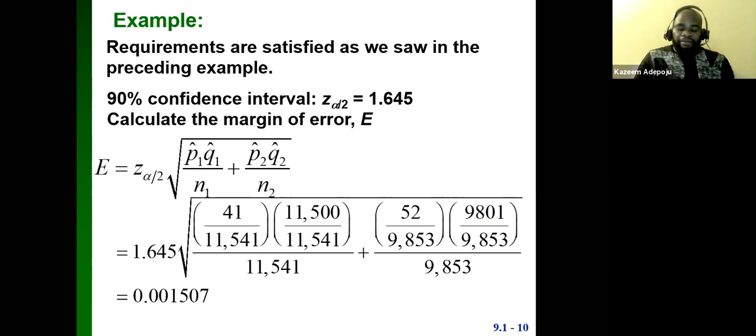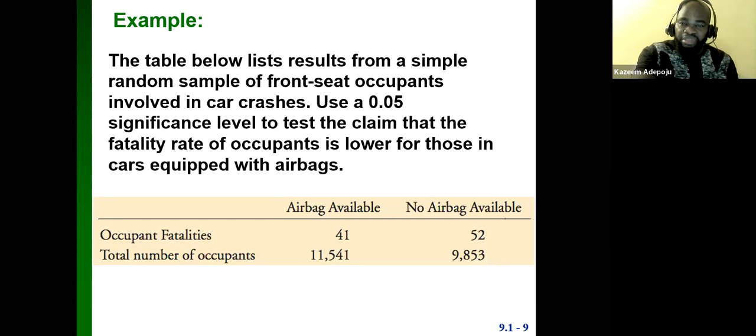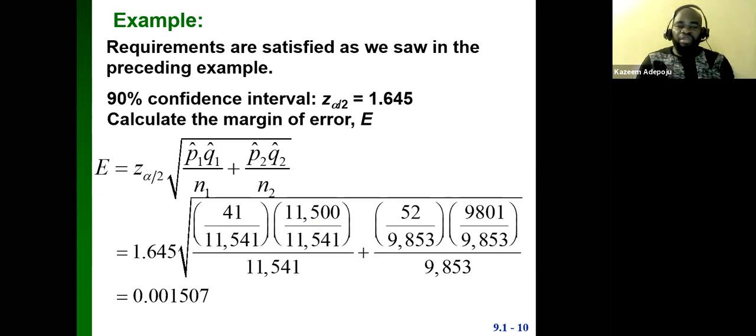But that is actually going to be a test. What you are asked in the question is a test, but right now we are not working on tests. All we want to do right now is construct a confidence interval of the difference of the proportion of fatality in the two groups, whether they have an airbag available or not. And in doing that, we want to construct a 90% confidence interval.